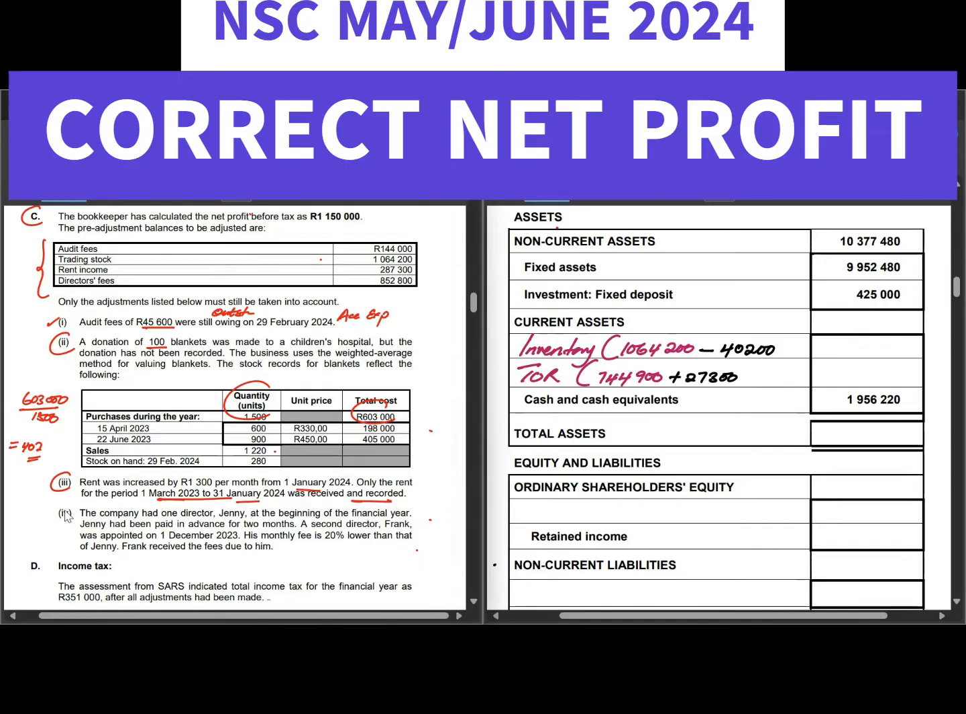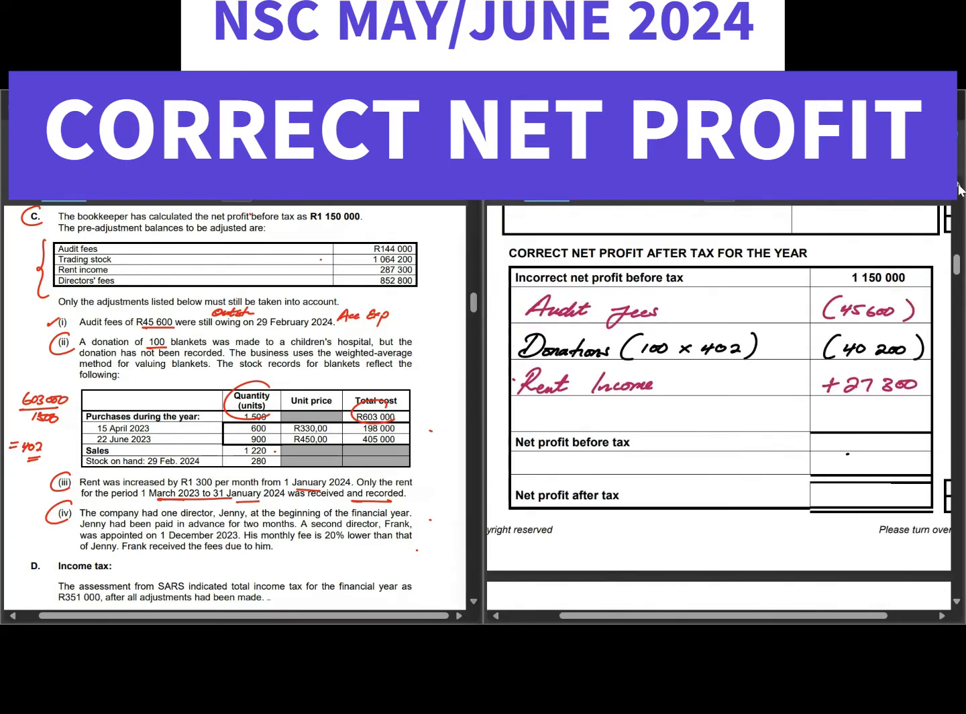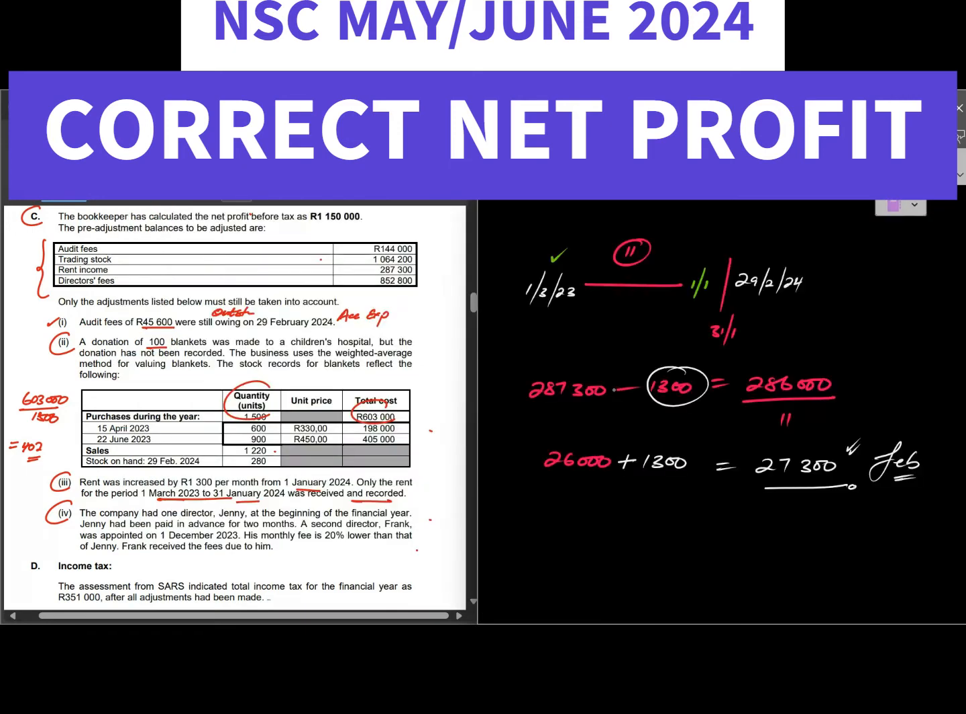Let's quickly go on now to adjustment number 4. Adjustment number 4 is a very familiar adjustment. You would have seen this in your previous rent adjustments. So let's see what they are saying over here. It reads that the company has one director. So this is the first director over there, that is the one director.